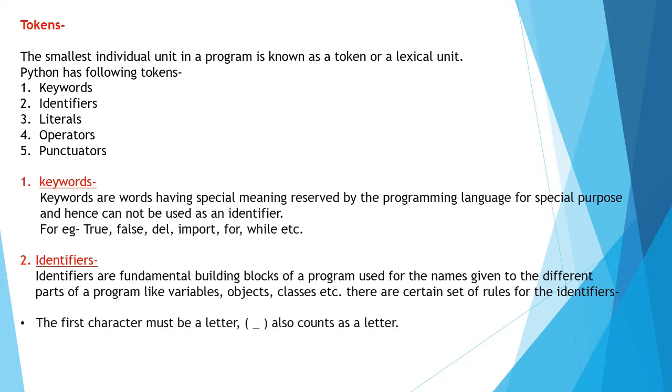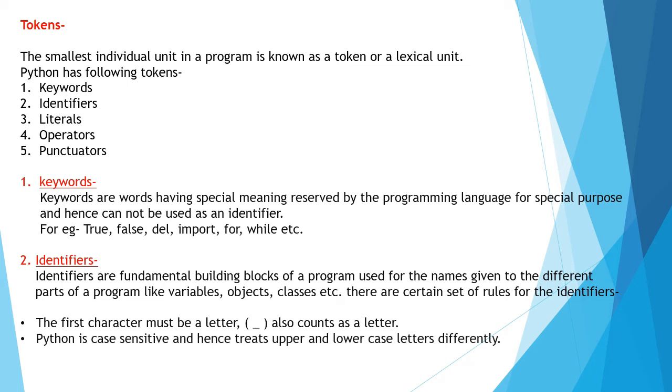Let's see. First thing is, the first character must be a letter, that is A, B, C, D, any alphabet. Also, the underscore is counted as a letter here, so you can start the name of an identifier with an underscore also.